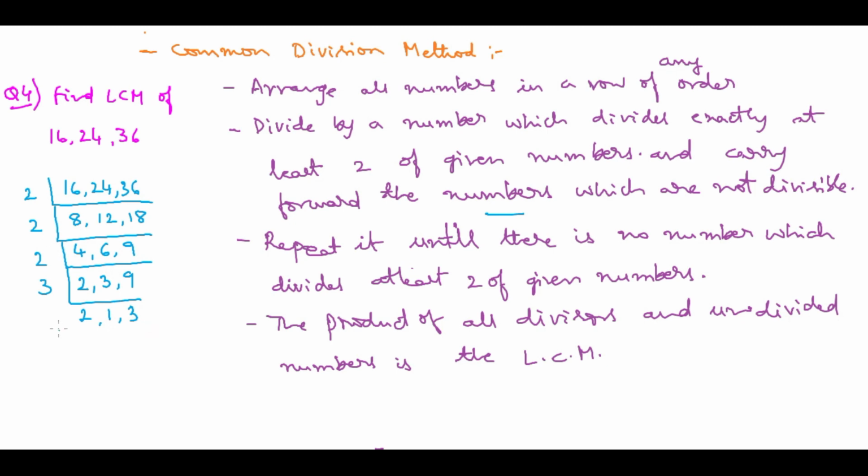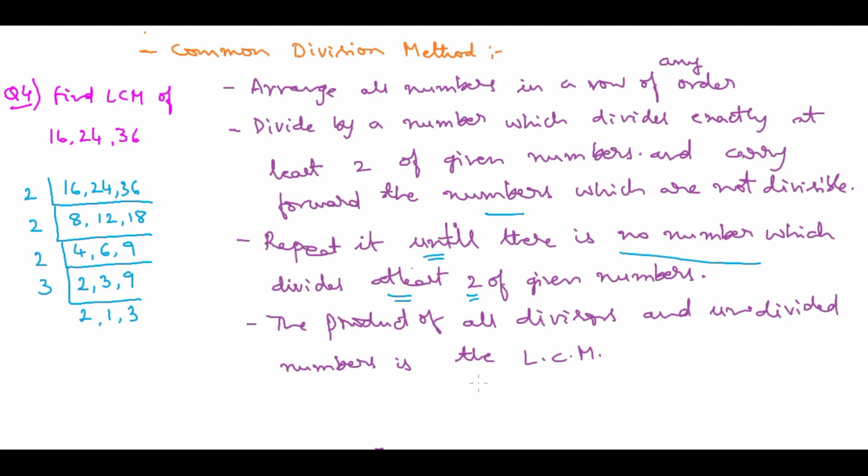If I take 2, only one number is divisible. If I take 3, only one number is divisible. So this is the end. You can see I don't have any number which divides at least two of the given numbers, so here there is no such case. Now we need to stop. This is the stopping criteria.